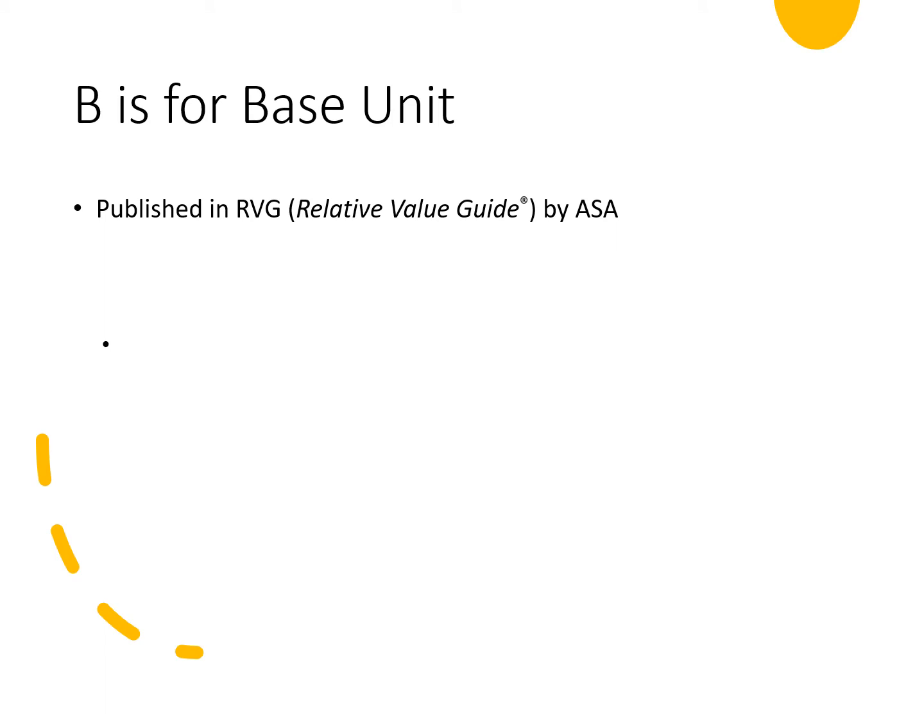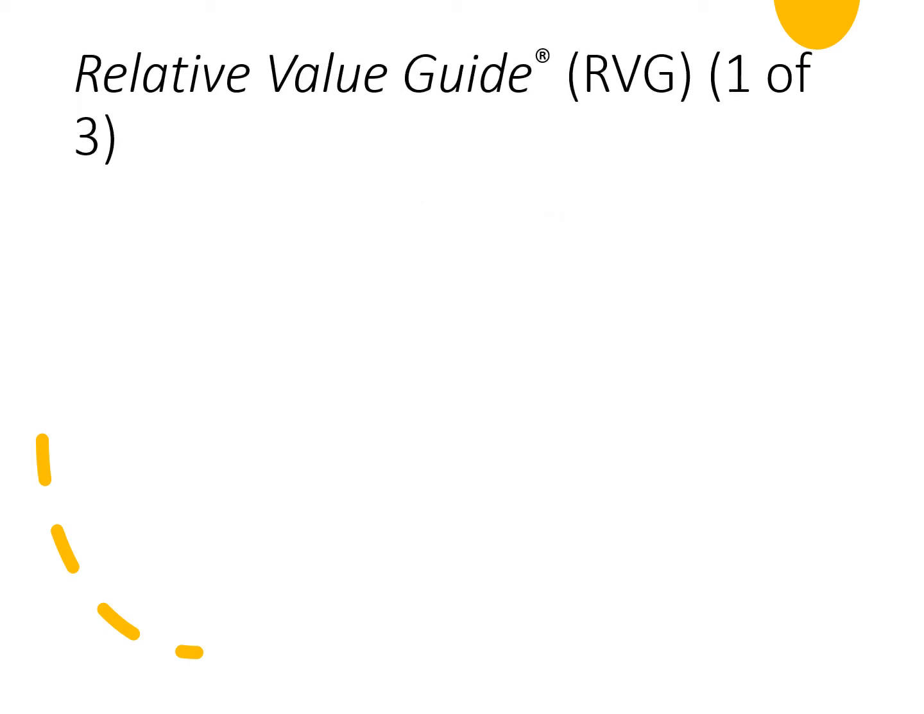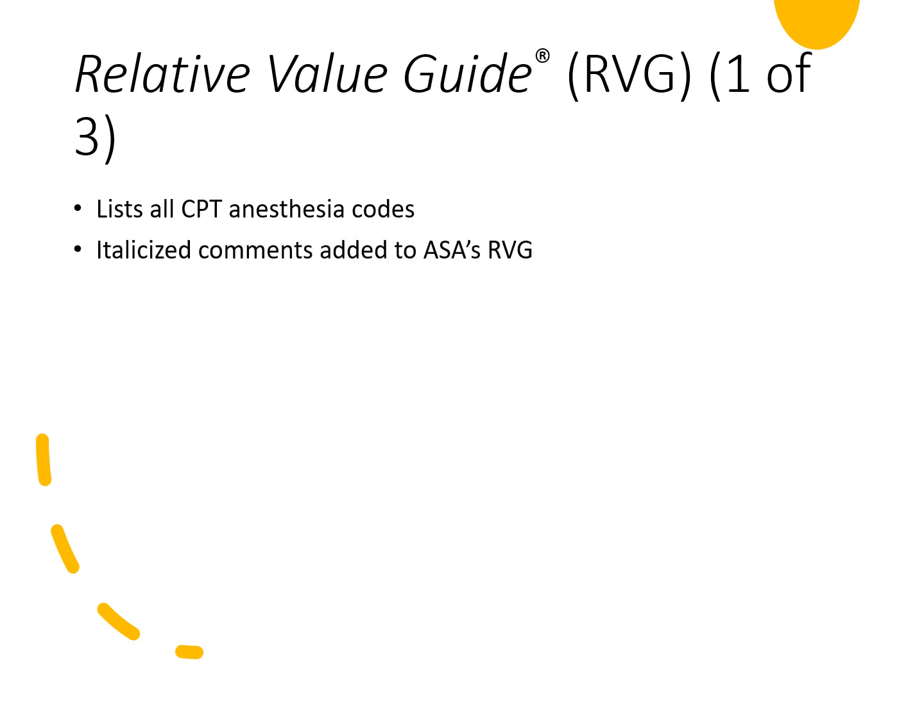That amount, that dollar amount, is published in the RVG that is put out by the American Society of Anesthesiologists. It's a national unit that has a value for anesthesia services, and that value is based on the complexity of the procedure or the anesthesia, and the base unit value. The book lists all CPT anesthesia codes.